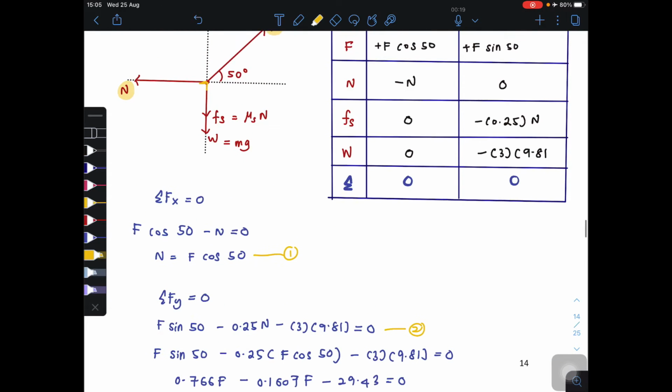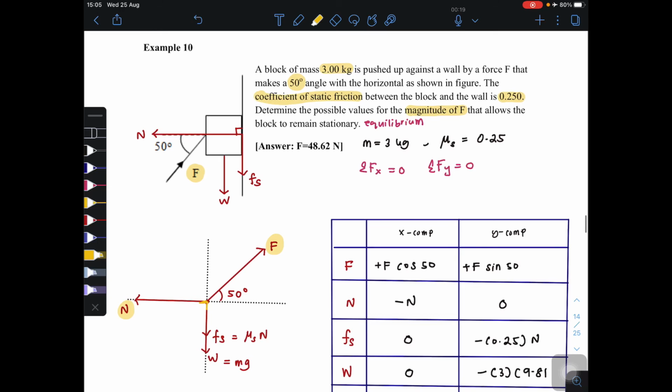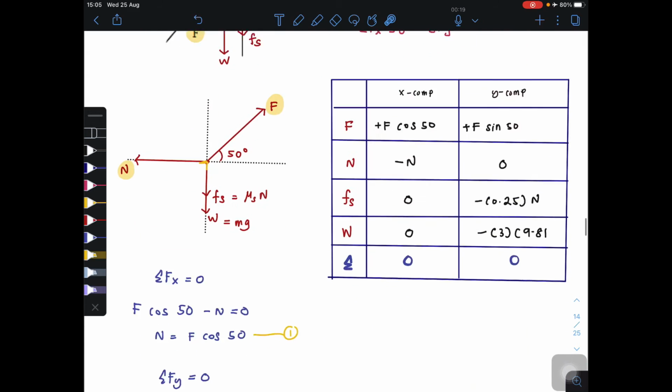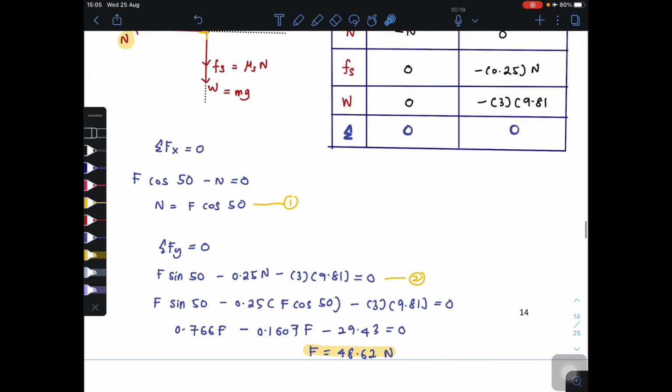Okay, so since the question only asks the magnitude of f, okay, so you can leave your answer as like this. But if the question asks to find the normal, okay, the normal force as well, so you just substitute lah f into here and then akan dapat value untuk normal force. But since soalan ni dia tidak minta, so you just leave it like this, okay?